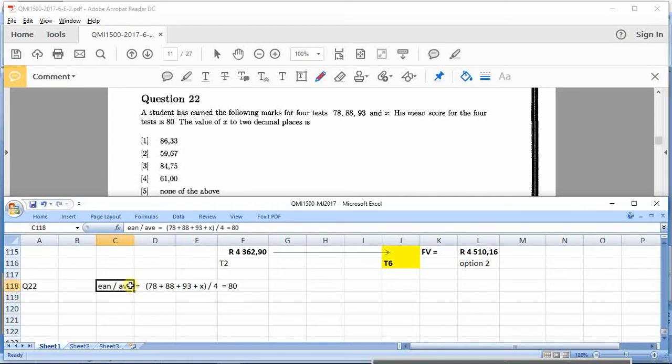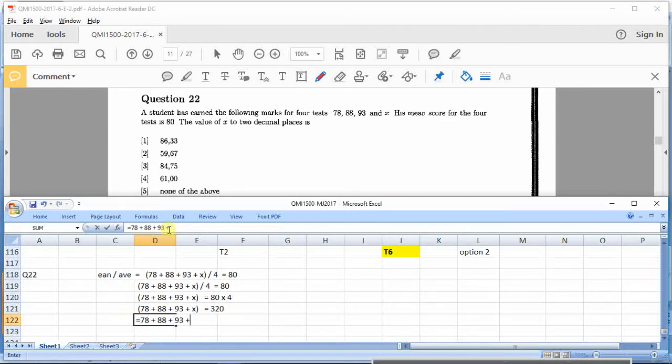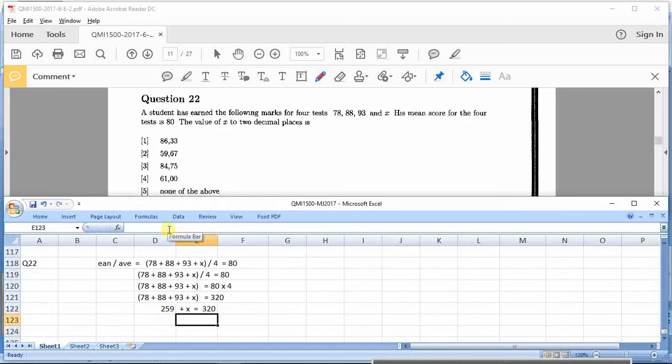Okay, so let's write down that equation and let's work it out. Take the 4 across, it becomes multiply. If I add up these 3 numbers, what do I get? Plus X equals 320. Alright, so solve for X. 320 minus that gives you 61. Option 4.